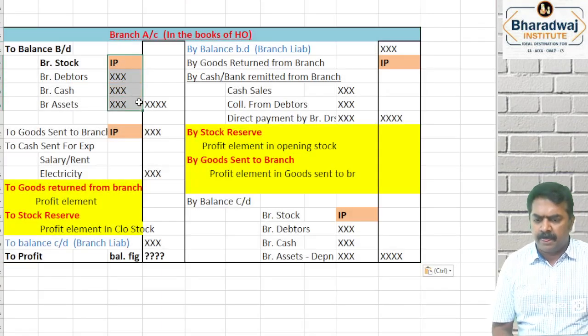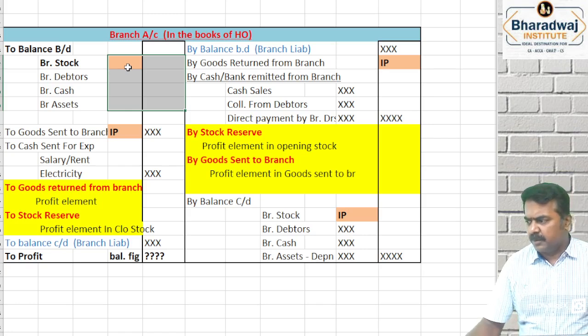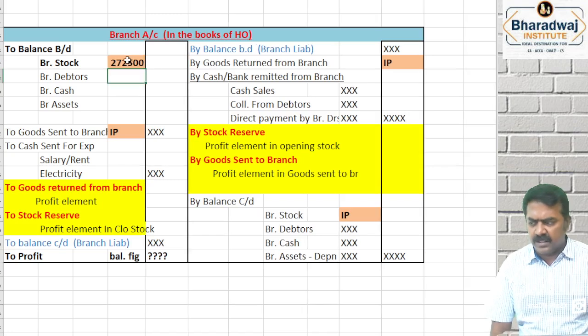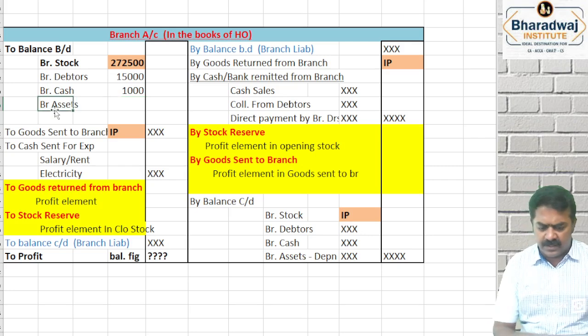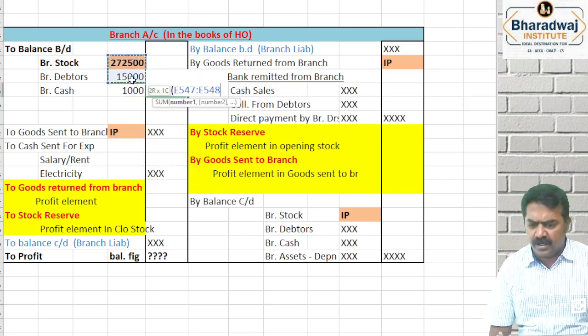Okay. Tell me, opening stock. What is opening stock? It is at invoice price. 2,72,500 is given. Debtors, how much is given? 15,000 is given. Opening petty cash, 1,000. No opening assets are available. So total, you can take it to the outer column directly, or you can put it in the inner column and take it to the outer column.